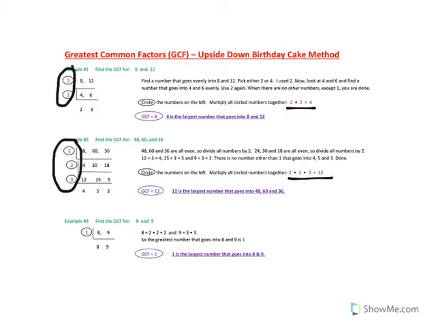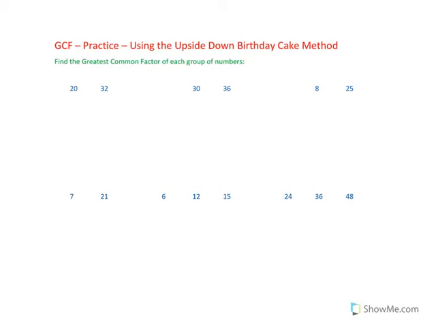8 and 9. What goes into 8 and 9? Well, nothing other than 1. So 1 is your greatest common factor, and that is all that you can do with that problem.